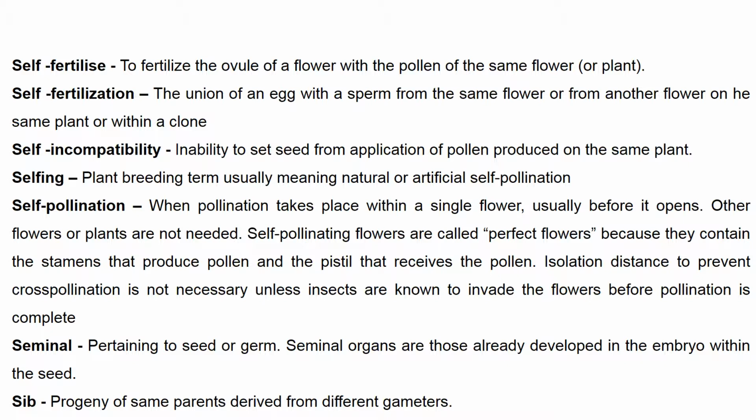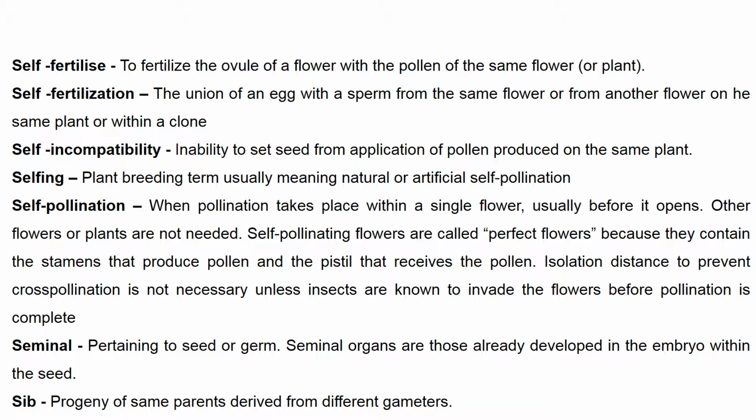Self-pollination takes place within a single flower, usually before it opens, so other flowers or plants are not needed. Self-pollinating flowers are called perfect flowers because they contain the stamens that produce pollen and the pistil that receives the pollen. Isolation distance to prevent cross-pollination is not necessary unless insects are known to invade the flowers before pollination is complete.